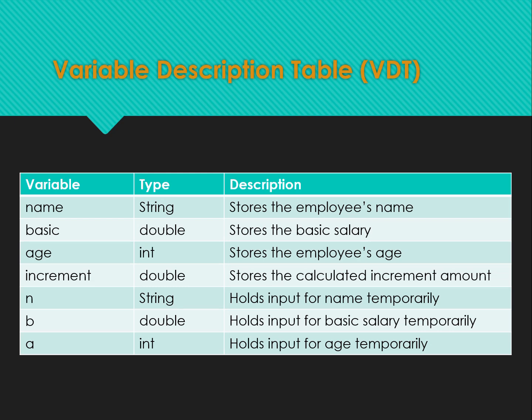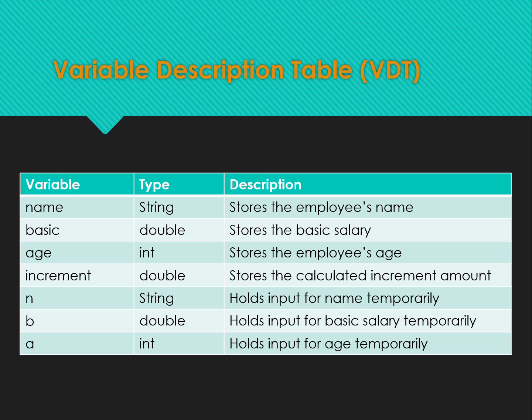Let's take a quick look at the variables used in our program. The variable name is a string used to store the employee's name. Basic is of type double and holds the employee's basic salary. The variable age is an int representing the employee's age. We also have increment, another double, which is used to temporarily store the calculated salary increase.